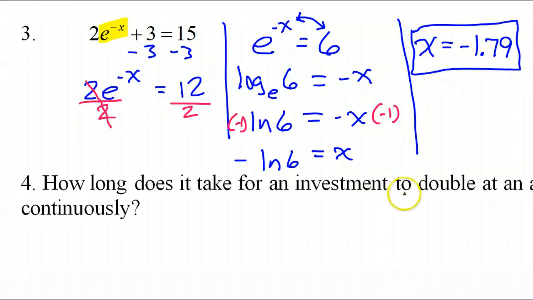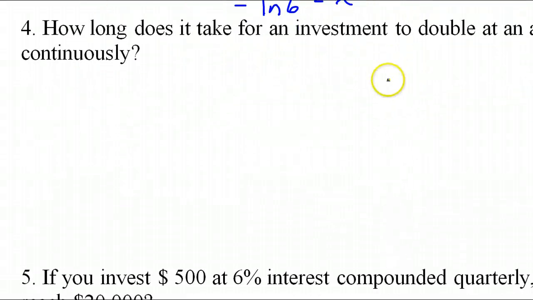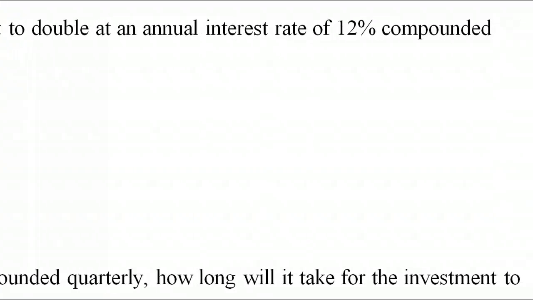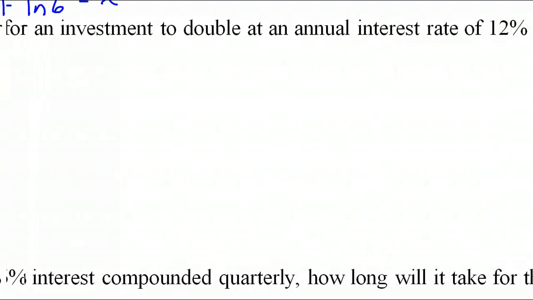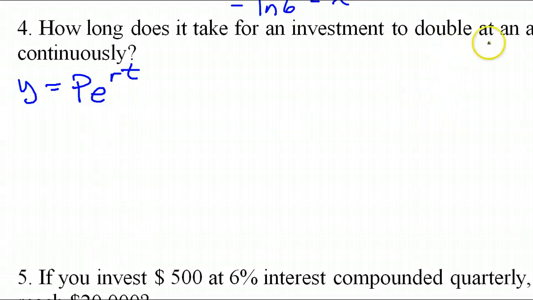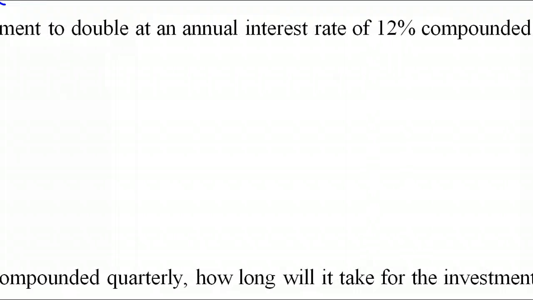Alright, phenomenal. Number 4. How long does it take for an investment to double at an annual interest rate of 12% compounded, wait for it, continuously? Well, that continuously tells us that we are looking at the PERT formula: P times e to the rt power. Now it doesn't tell us what the initial amount or the final amount is.